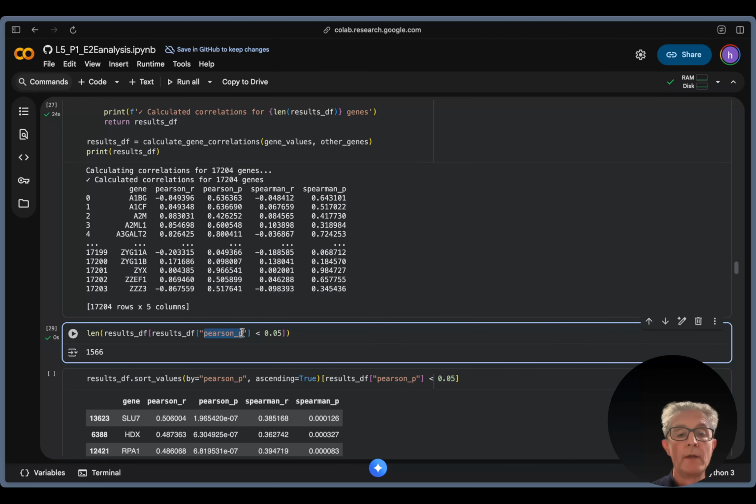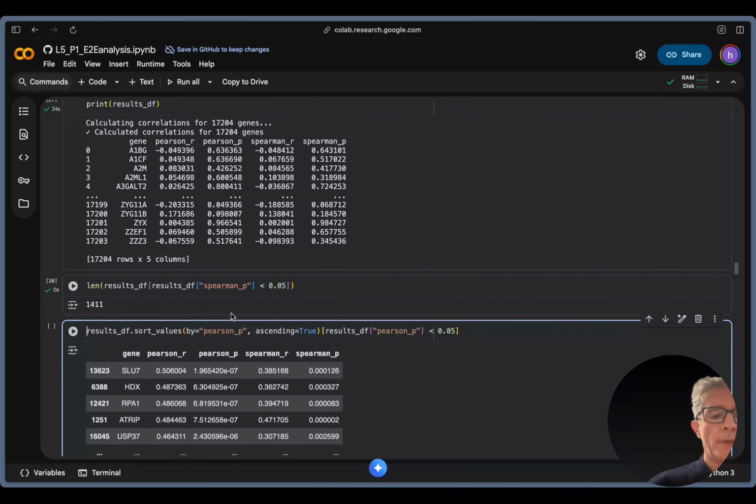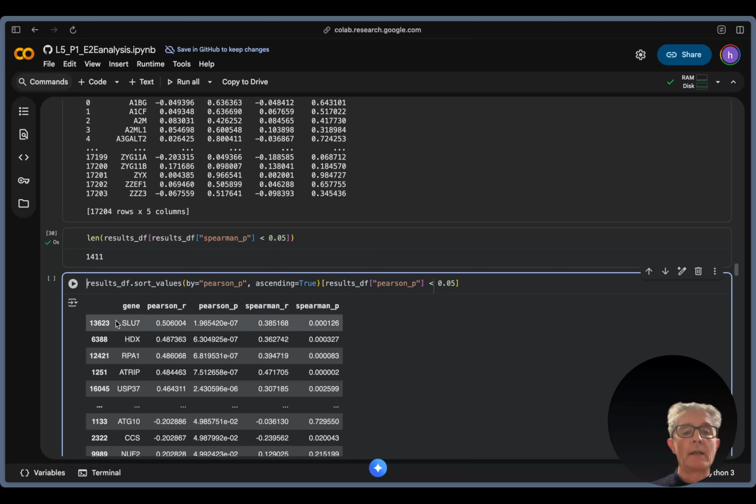p-value. So how large is that? It's 1400. So about 1500 and 1400 genes are significant. That's a huge amount, and that's a problem. So we can sort this, and then we see that SLU7, which is quite interesting, is the top hit. It's got quite a strong Pearson correlation of 0.5 and a strong p-value. So that looks very convincing.